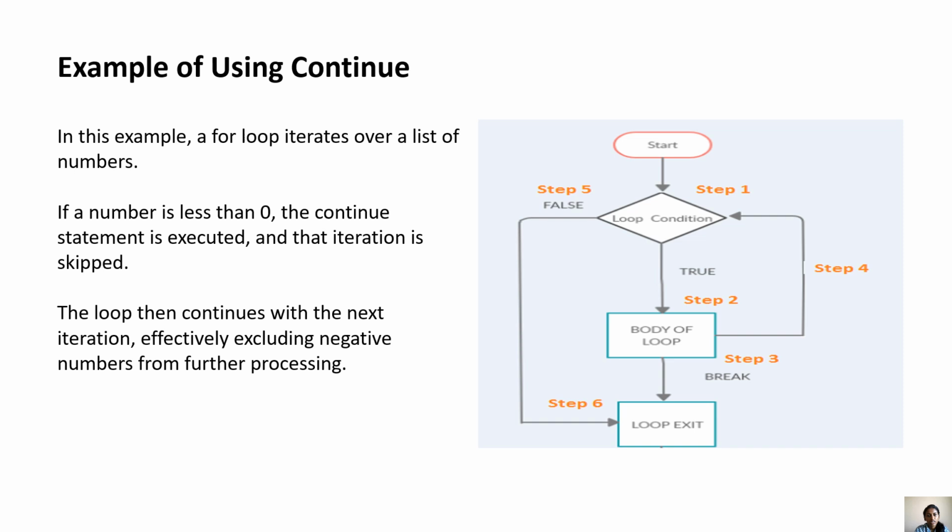And some examples for the continue statement. So this is the flowchart for the continue statement program. In this example, a for loop iterates over a list of numbers. If a number is less than 0, the continue statement is executed and that iteration is skipped. The loop then continues with the next iteration, effectively excluding negative numbers from further processing.